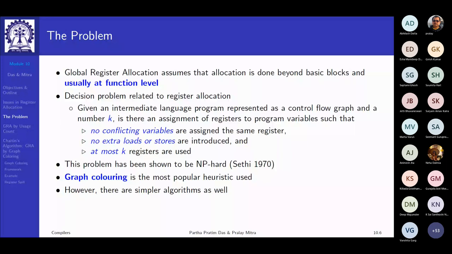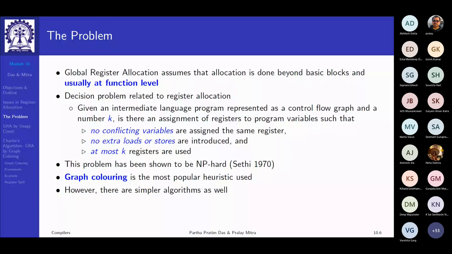So we are trying to define an instance of the problem in a somewhat formal way. So we said basic blocks, right? And as I said, usually at a function level. So we formulate a decision problem related to register allocation. I'm sure you are familiar with decision problems, which often work hand in hand with the optimization problem.